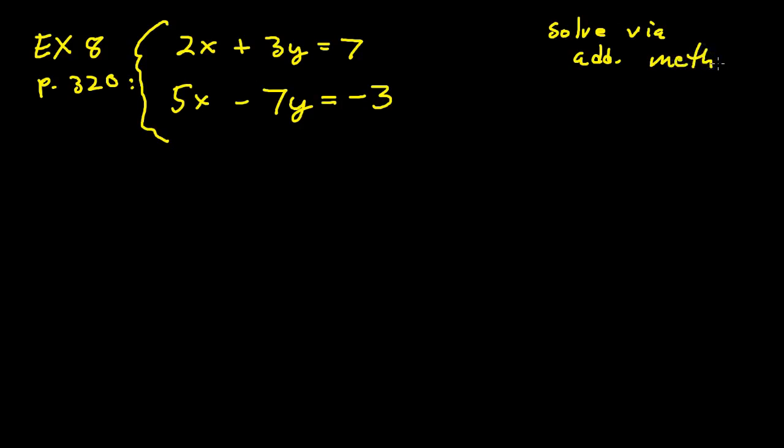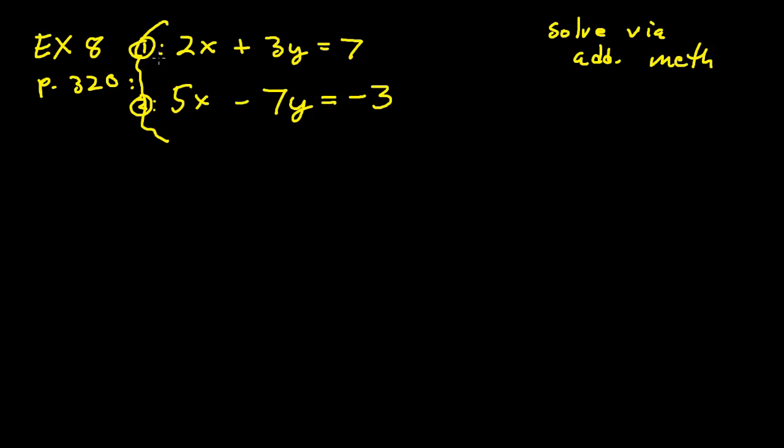All right. Again, if you look at the equations here, 5 is not a multiple of 2, of course, and vice versa. And 3 is not a multiple of minus 7, and vice versa. So I'm going to have to do some double surgery here. In other words, do something to both equations to eliminate one variable or the other. Again, this is somewhat similar to the previous example. The author chooses to eliminate the x variable here.